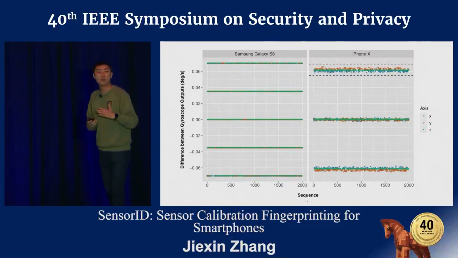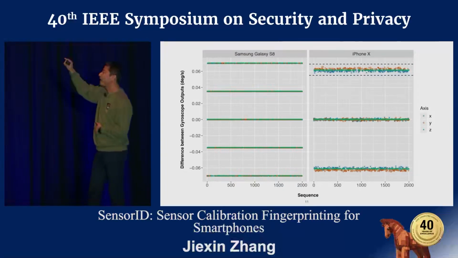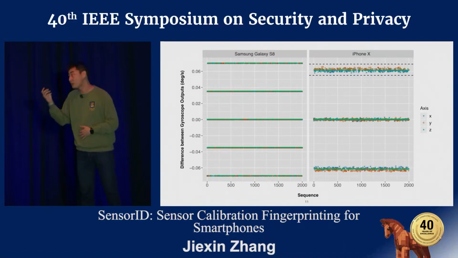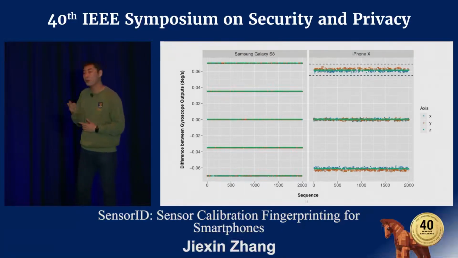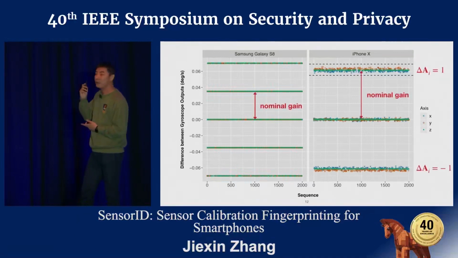If a sensor is not factory calibrated, then all the values within a single quantile would be the same value. And this is the case for the Samsung Galaxy S8. But for the iPhone X, you can clearly notice that there is a strong fluctuation in the quantile between the two black dashed lines. And this is a proof that the gyroscope in the iPhone X is factory calibrated. Furthermore, thanks to the clear quantization, we can also know the value of delta A for each data point by simply observing which quantile this point lies in.